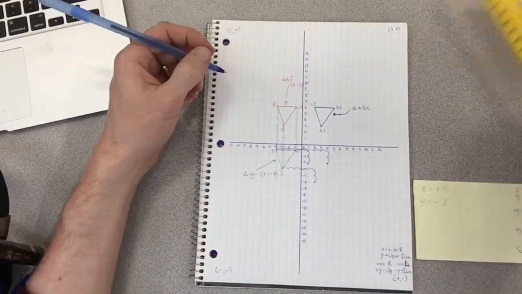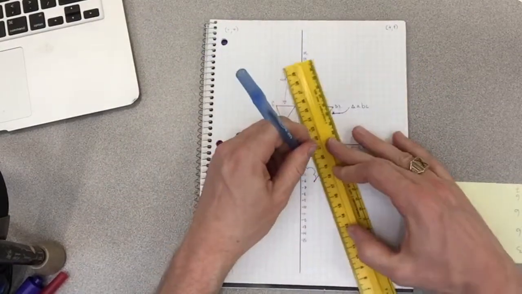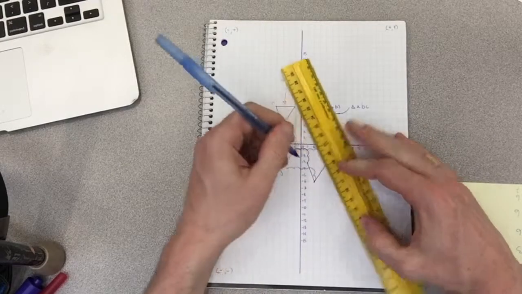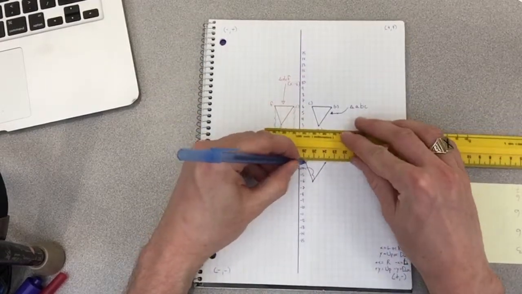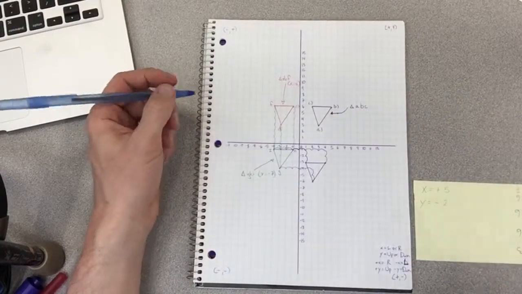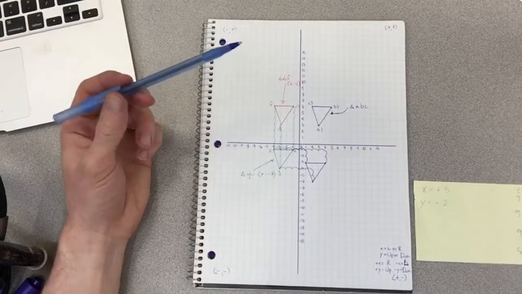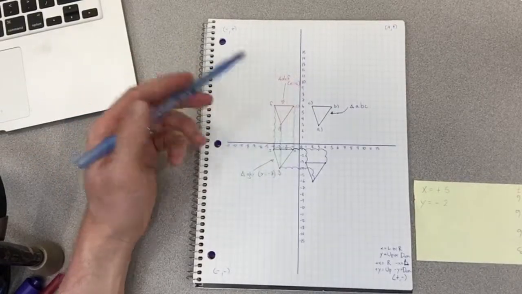So now that I've got my points, grab my trusty ruler again. If you don't have a ruler while you're doing this, you can really use any straight edge. You can use anything you can think of. Sometimes there's some really funny things you can use for a straight edge. You can use a pizza box, you can use a tissue box, you can use all kinds of things.